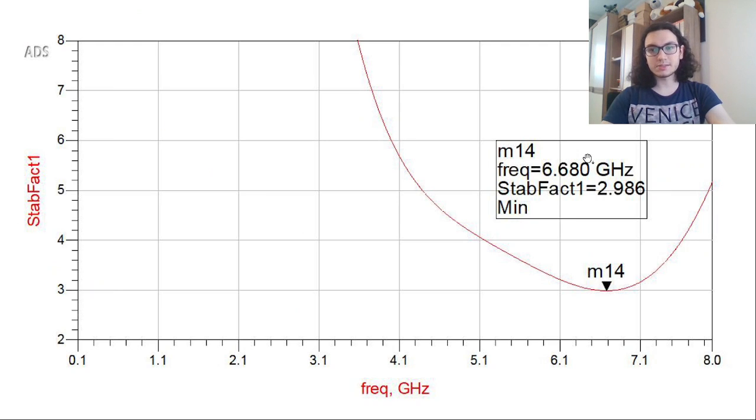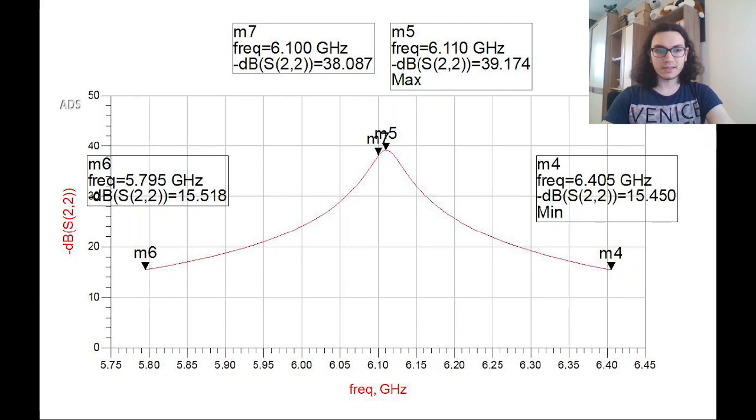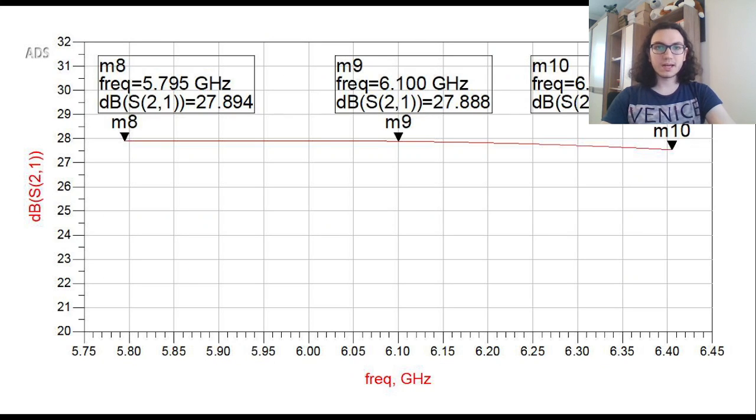And here are our first results. Stability factor is greater than 1, which means it is unconditionally stable. And this is our input return loss, it is greater than 7. And this is our output return loss, it is greater than 15. And this is our gain. At the center frequency, it is almost 27 decibels, and the gain variation is less than 0.5.